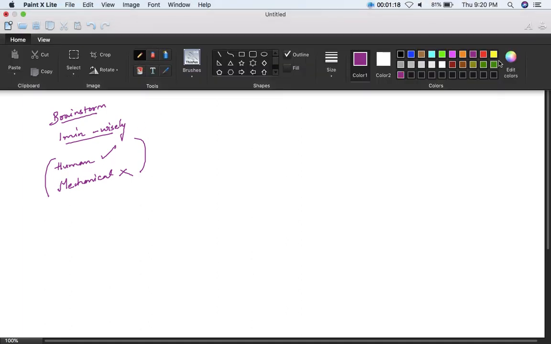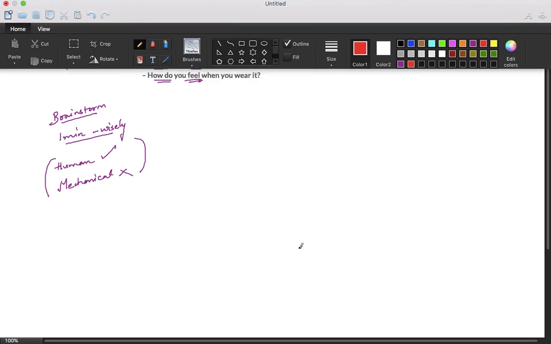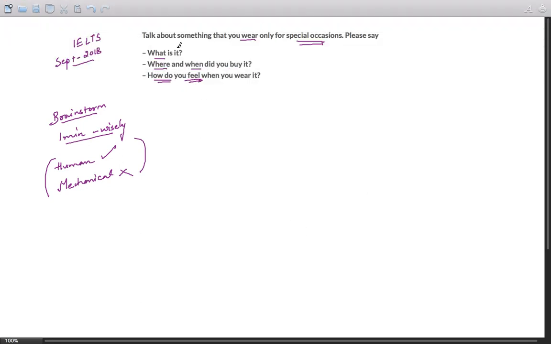Let us come to this question. So let us quickly think about various points. So what is it? Before you come, what is it? You should be very clear about what exactly are the options. So what are the options in this case? What are the things that you can wear?